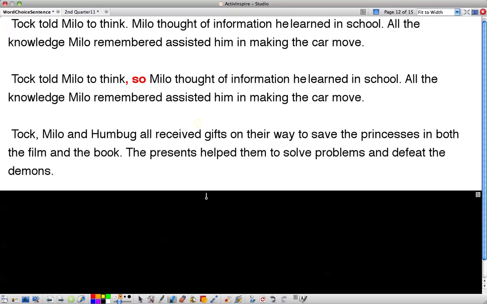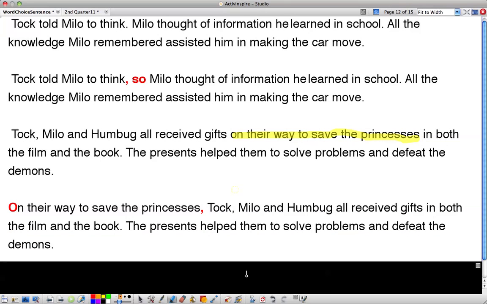You can also combine or rearrange sentences sometimes to make them sound different. Look at this one. Talk, Milo, and Humbug all received gifts on their way to save the princesses in both the film and the book. The presents help them to solve problems and defeat demons. It's a bit dull, but you know what? I bet we could start the sentence with, on their way to save the princesses, and it would be a bit more interesting.